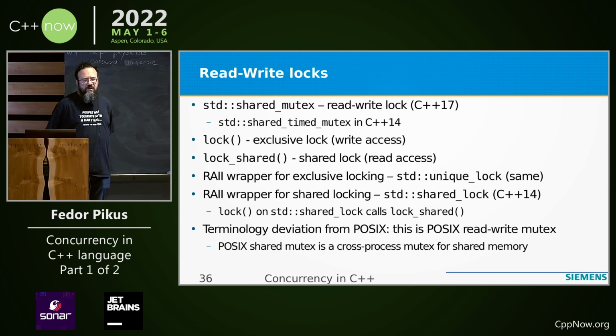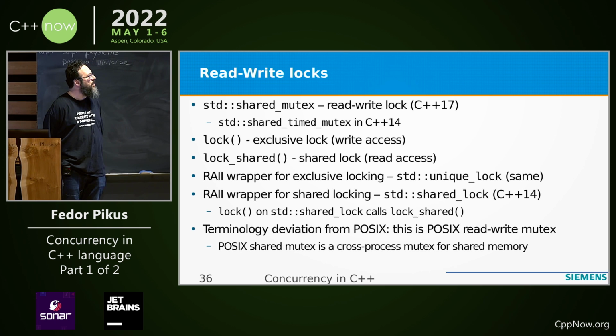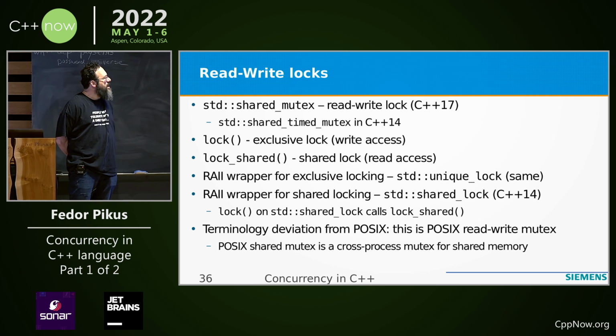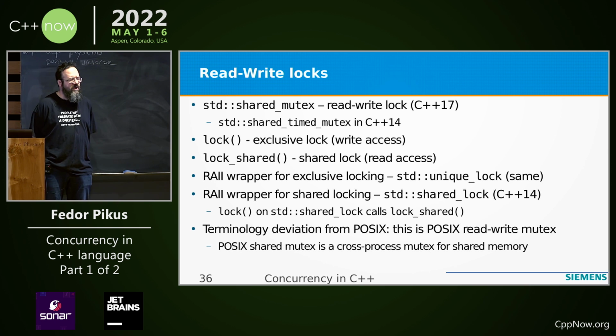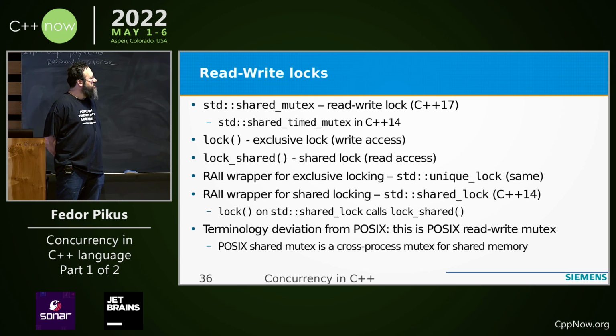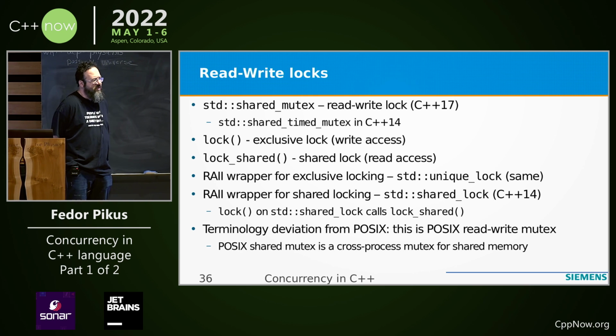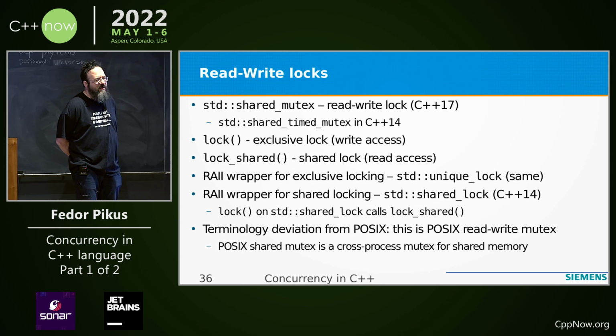In C++17, we got shared mutex, which everybody else calls read-write lock. Now, in C++14, we actually had shared timed mutex. I have no idea why we got timed mutex before the non-timed one. Maybe somebody knows on the standard committee. Here, I'm sure somebody knows.